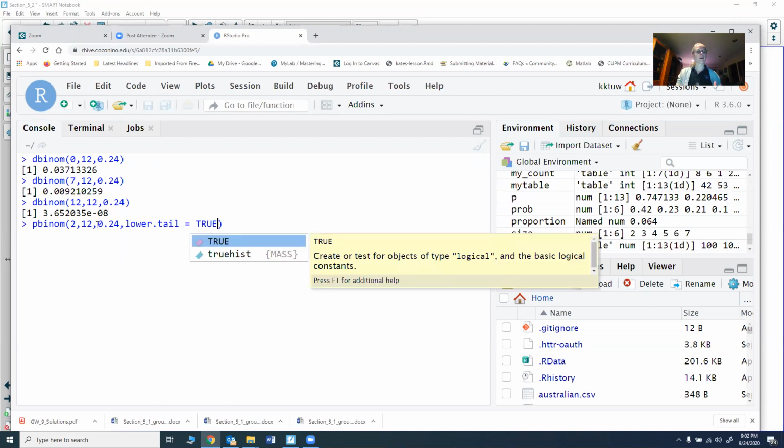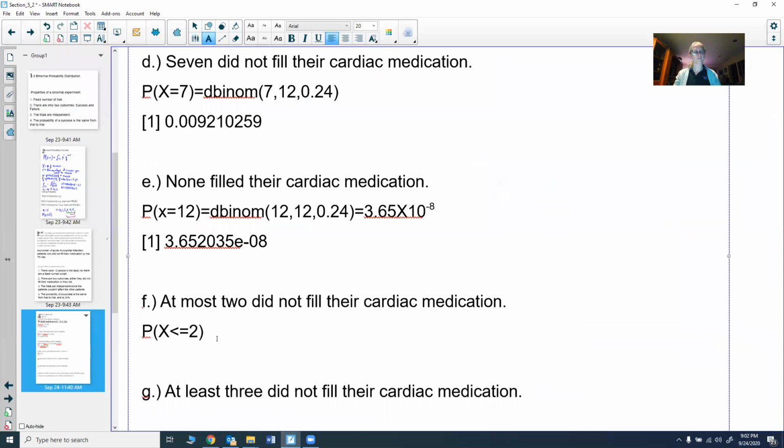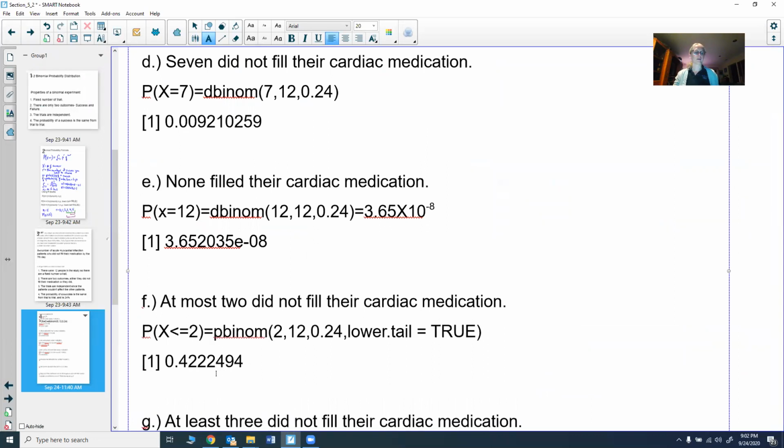Because we are saying we're less than, we're on the lower part of numbers. And then just hit enter, and there's your value. Again, I'm going to copy this, paste it into where I'm working, and there's my probability. So the probability that at most 2 did not is 0.42 or 42%. So it's a pretty good chance that at most 2 did not do it.